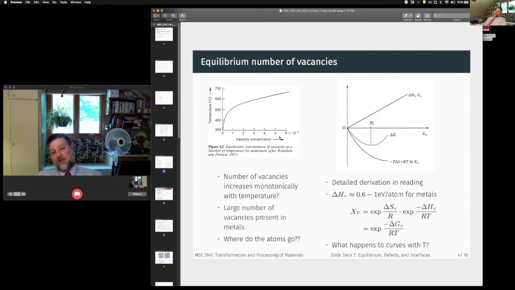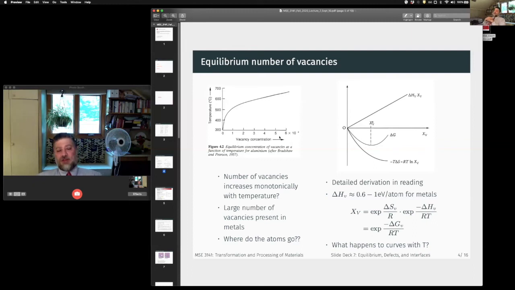Now, of course, this immediately begs the question: if I'm creating new vacancies in my material, and vacancies are empty lattice sites where there should be an atom but there isn't, where do these atoms go? They go to other defects. So grain boundaries, dislocations, and surfaces are all sources and sinks of vacancies. It's really easy to accommodate an extra atom at a surface, especially a free external surface or a grain boundary.